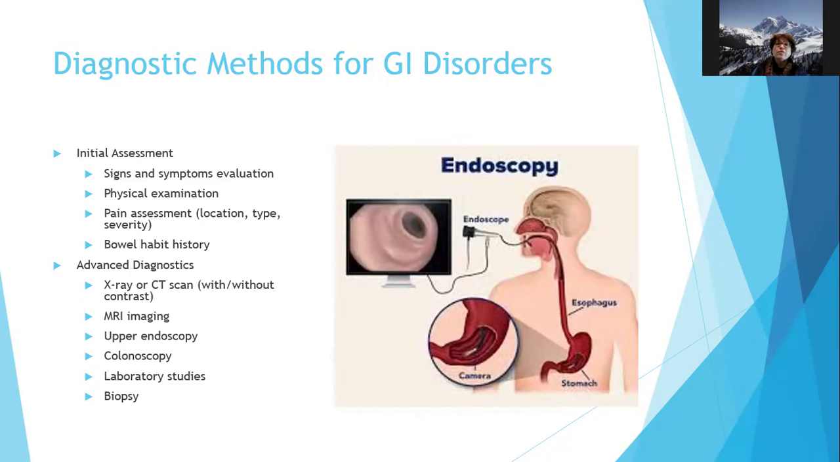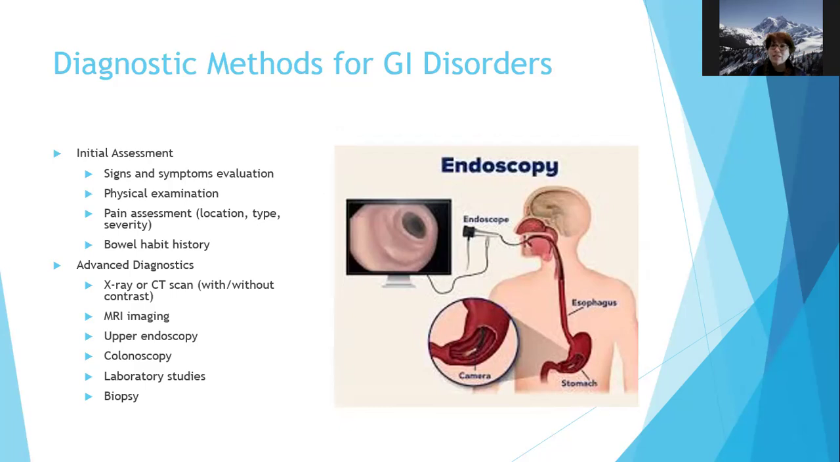So there are a lot of different ways that they're going to diagnose GI disorders. The initial assessment is usually done by signs and symptoms and physical examination and a pain assessment, assessing the location, type, and severity of pain, and a history of your bowel habits. For advanced diagnostics, sometimes they can make a determination just based on the clinical assessment, but sometimes they will go to an X-ray or a CT scan. Sometimes ultrasound imaging as well, even though that's not on this list, or MRI imaging.